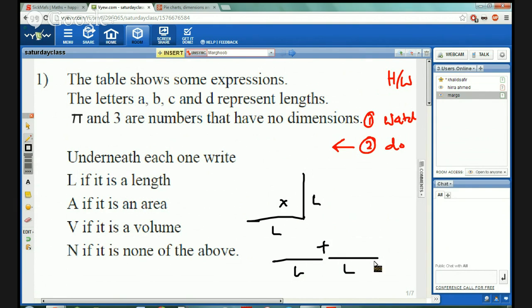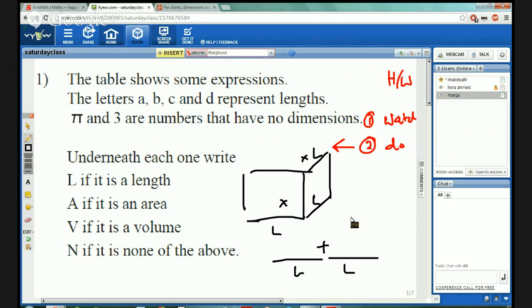No, it makes a longer length. So, if I want to get a volume, I times by another length again. So times by a length. Does that make sense, roughly? The idea is that if you times by a length, you go up in dimensions, from 1D to 2D to 3D. Do you get what I'm saying? That's how it works. But if you're adding lengths, it makes no difference.